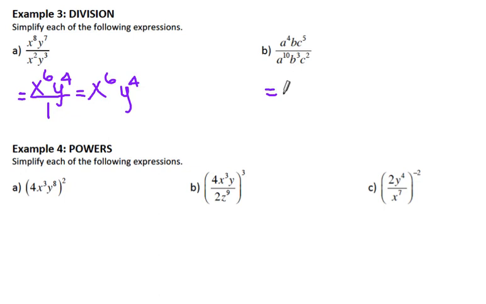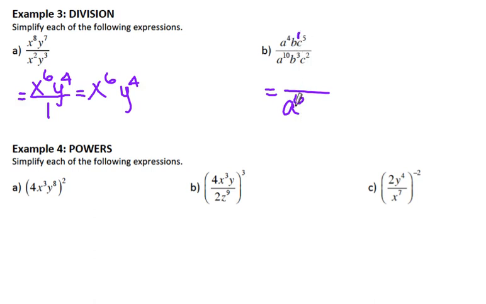For letter B, I have 4 a's on top, 10 a's on the bottom, so I have more a's on the bottom than I have in my numerator. So that means I'm going to be left with a's in the denominator. I'm going to go ahead and subtract my exponents, so 10 minus 4 is 6, so I'm going to be left with a to the 6th in my denominator. This b has an exponent of 1.